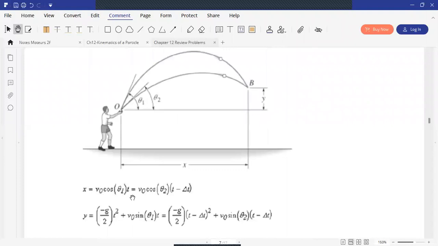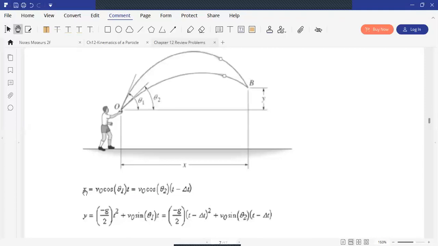Okay, so for this ball, because it's launched before ball 2, the time for ball 1 is t, while the time for ball 2 is t minus delta t. Now what they did here, they directly said when they will meet each other.